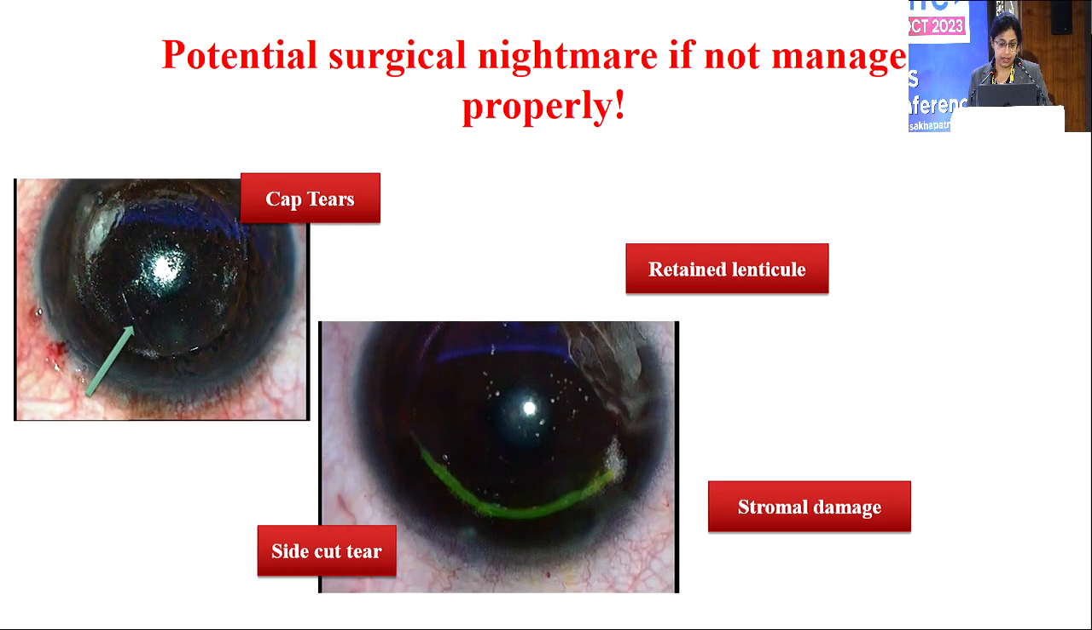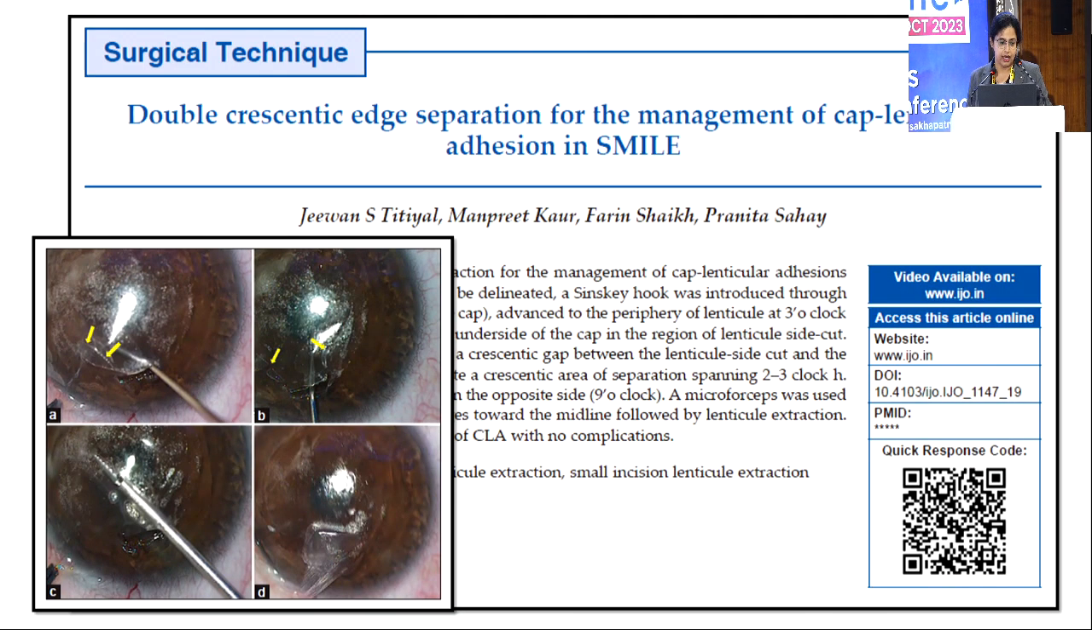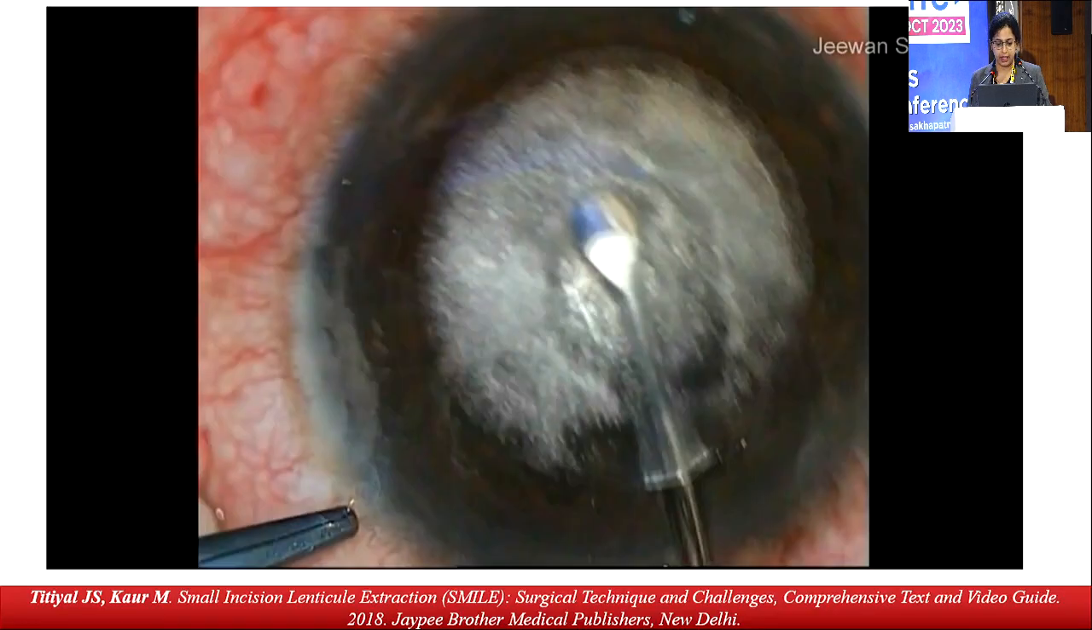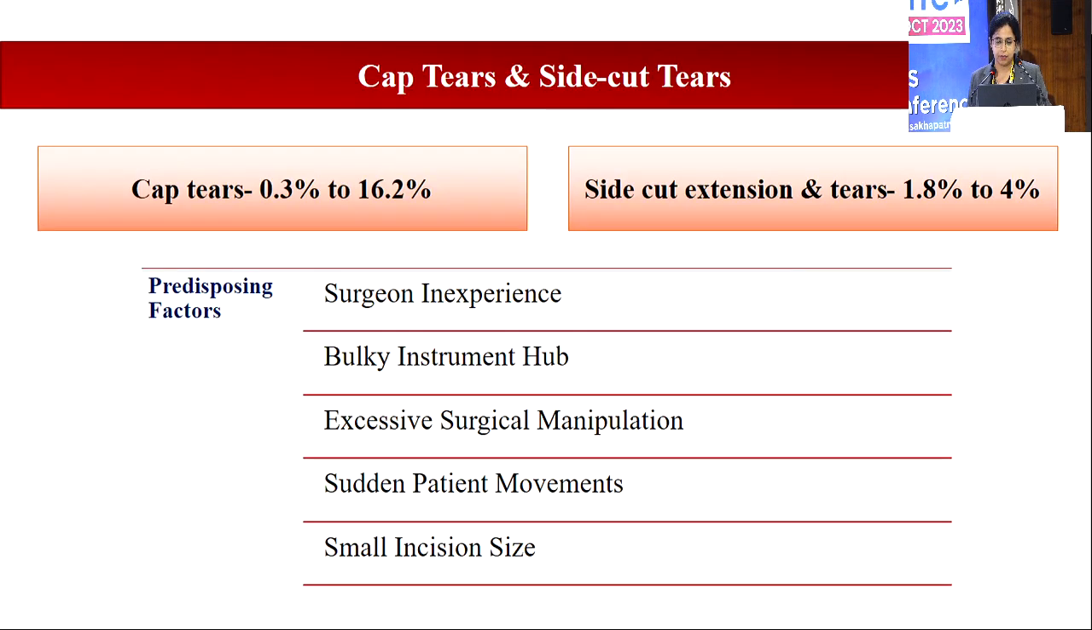So it is a potential surgical nightmare if not managed properly. We have had cap tears, side cut tears, retained lenticules, and stromal damage with difficult dissection. But if you can identify which plane you are in, the second plane, whichever it is, anterior or posterior, can be managed appropriately. A double crescentic edge separation has been described by us for management of cap lenticular adhesion, in which you can use 2 side cuts to nudge off the lenticule from the overlying cap. I'll just skip this video. We have also described a stepwise management for difficult identification of the correct dissection plane in SMILE.